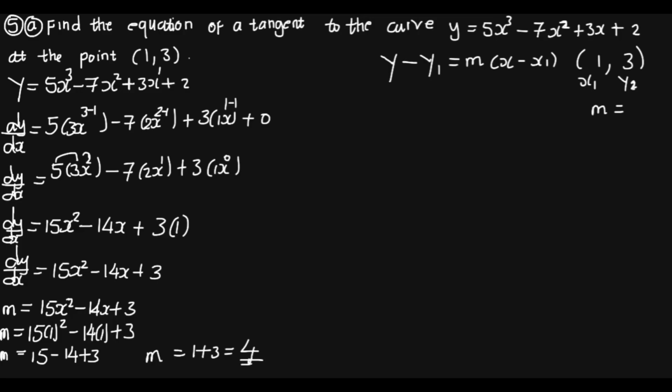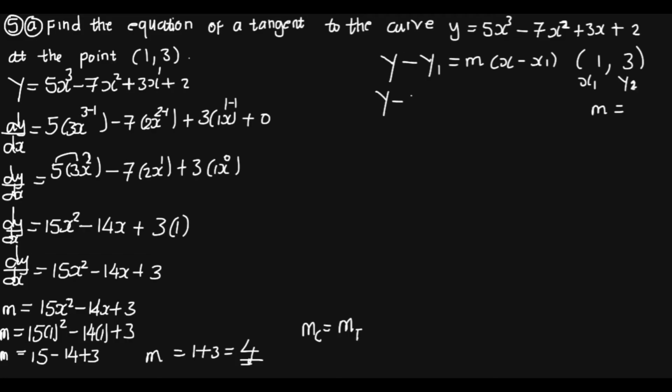Then this gradient 4 is the gradient of the curve at the point of contact, at the point where the curve is meeting the tangent. Then also what you need to know here is the gradient of the curve is equal to the gradient of the tangent at the point of contact. So the same 4 is the one we are going to use now for finding the equation. So let's proceed by finding the equation.